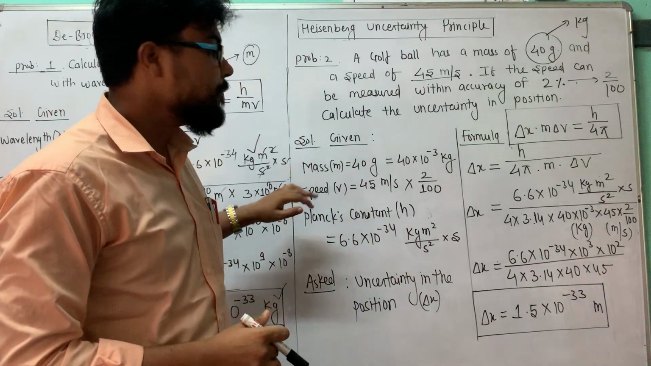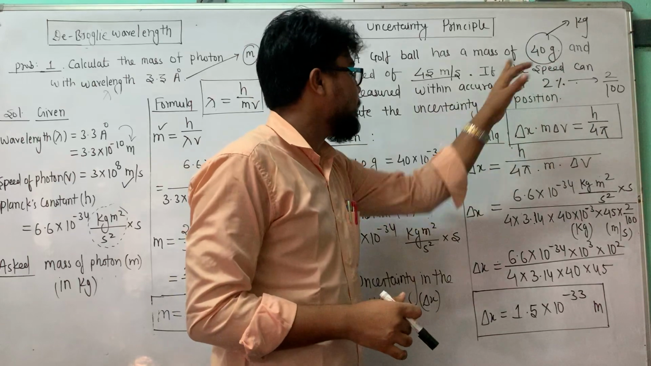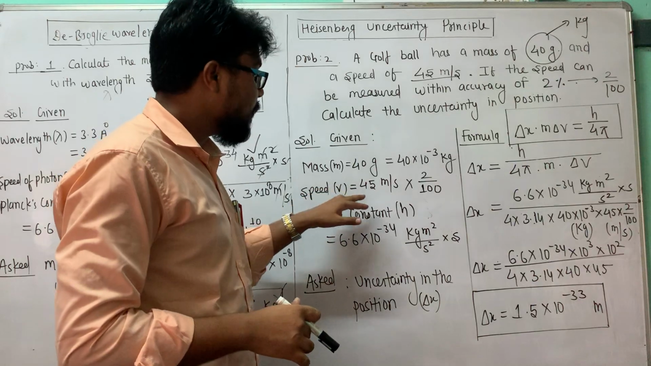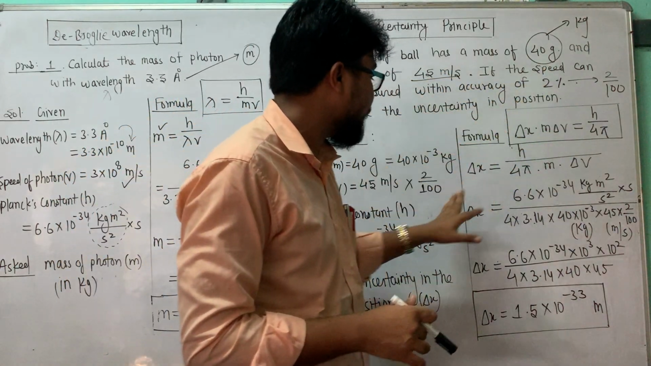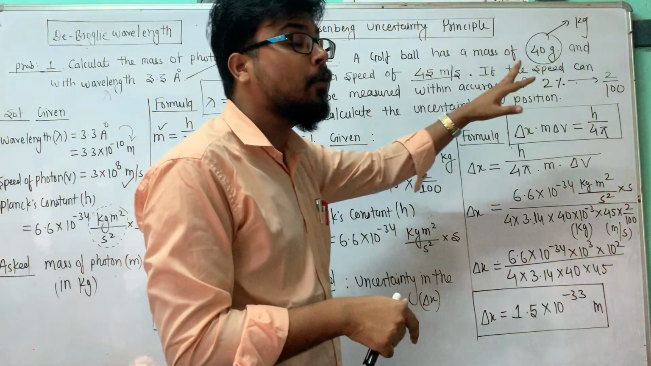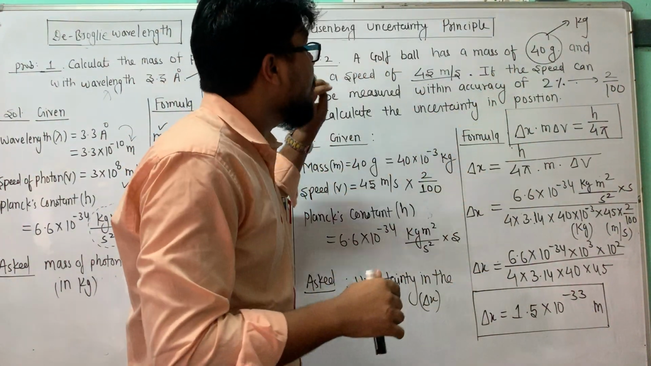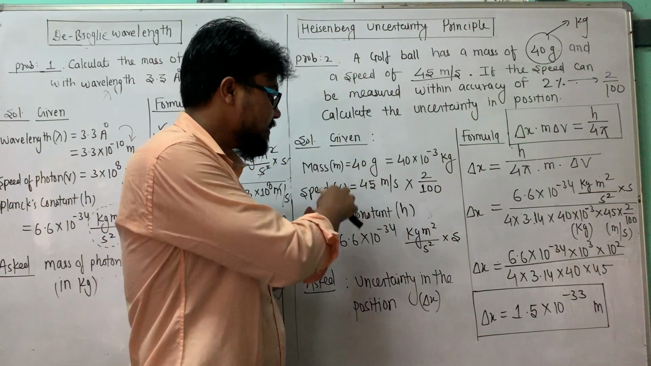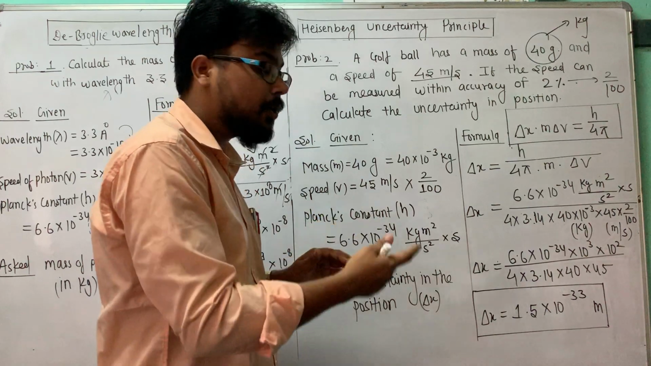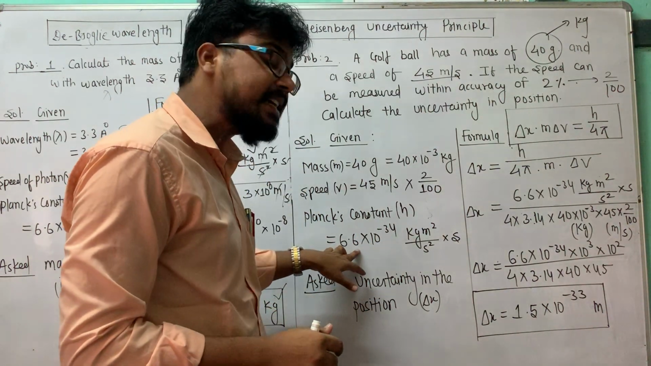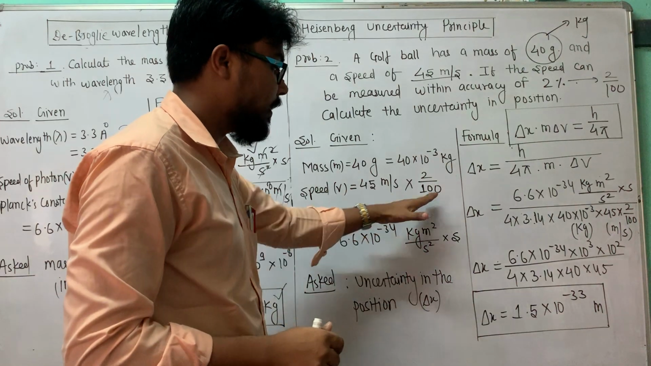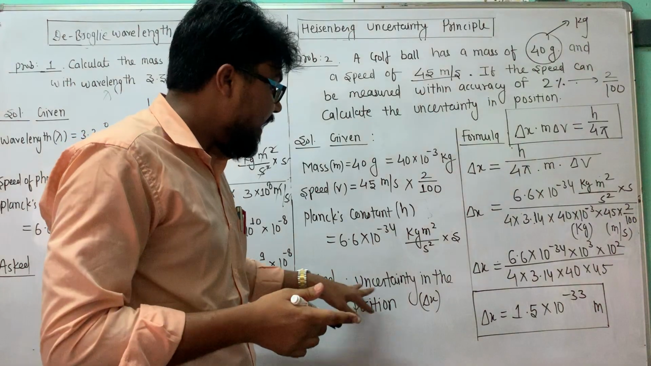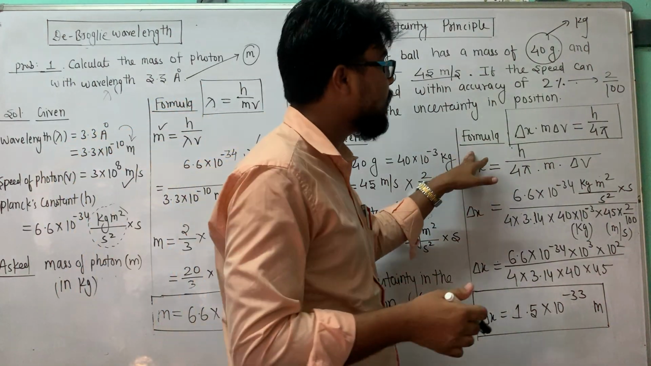Again, given: mass is given 40 gram, and I converted this gram into kilogram, 40 × 10 to the power minus 3 kilogram. Speed 45 meter per second with accuracy 2%, means you have to multiply this 2% with the value of speed, and speed is 45. Now next, I already fixed the amount, Planck's constant. I told you, you have to mention this one: 6.6 × 10 to the power minus 34 kilogram meter square per second square into second. It is nothing but joule second. What is asked? Uncertainty in the position.